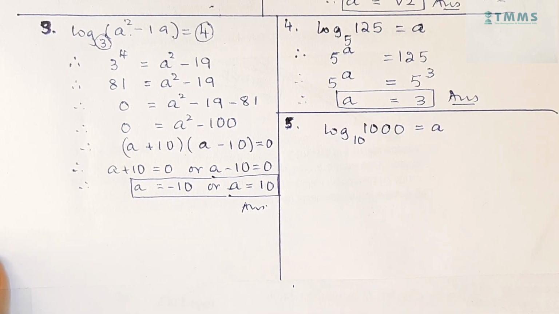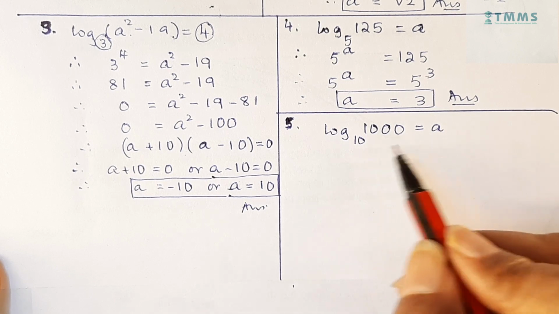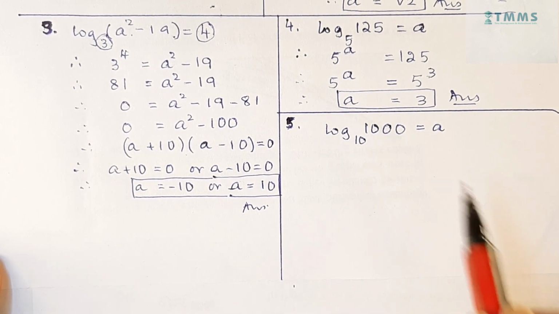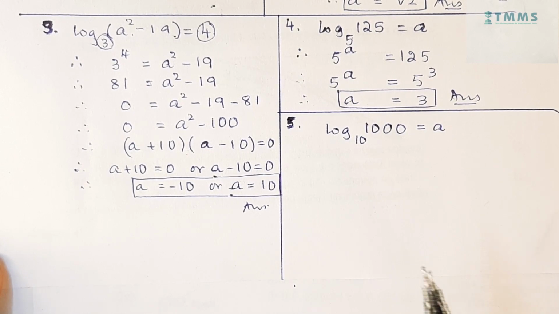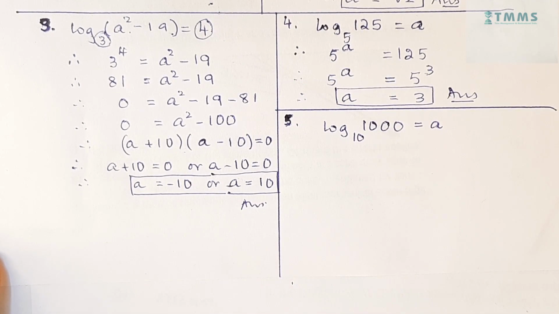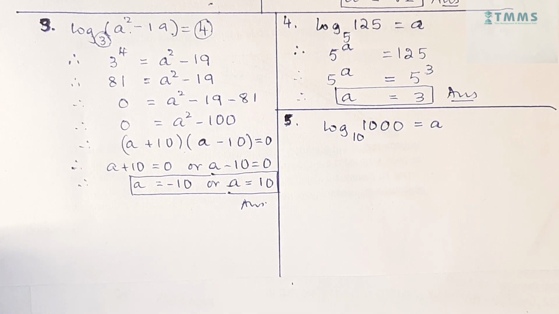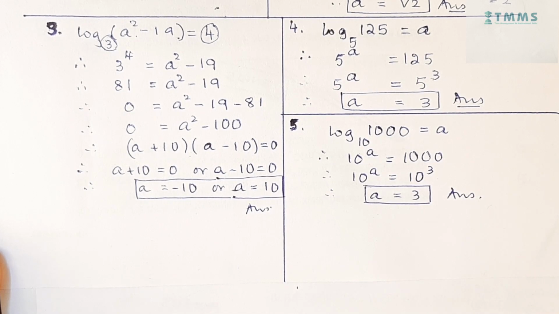Now we come to the last question of this video. Log 1000 to the base 10 is equal to a. And this is for you. You're going to pause this and quickly you are going to solve it. Take a paper, take a pen, quickly write it down, solve it. Did you get it? All the steps right?